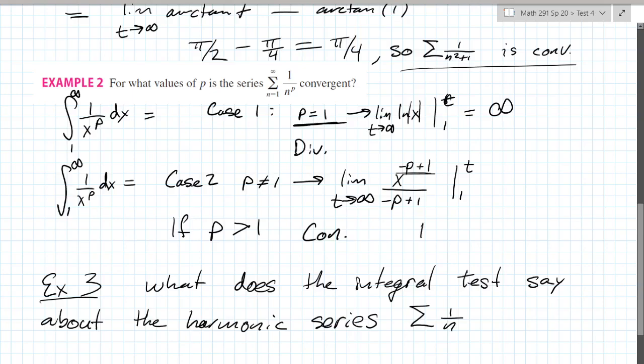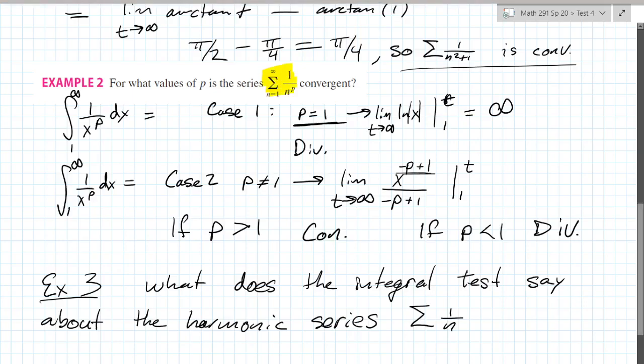If p is less than 1, then you have 1 minus something less than 1, which is going to be greater than 0. X to the greater than 0 power, now the x stays in the numerator, and if the thing in the numerator approaches infinity, this fraction is now going to infinity, and then we have a divergent series.